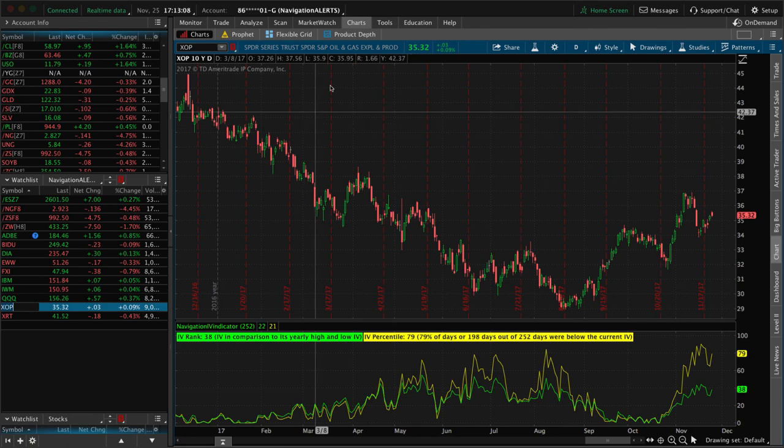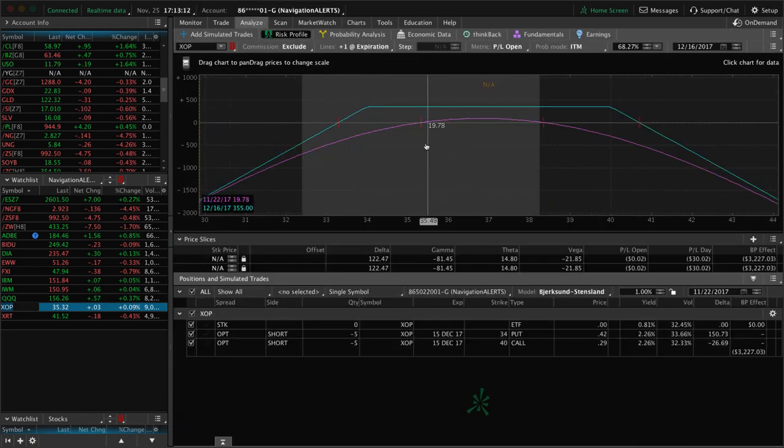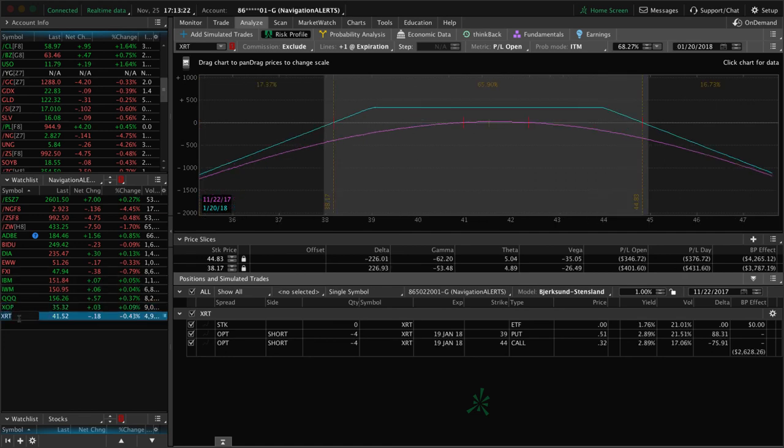And then XOP, implied volatility staying nice and high in XOP, and price just kind of hanging out here. We need a little bit of an up move and some more theta decay in XOP to benefit that. And I already mentioned XRT. So that's all our trades.